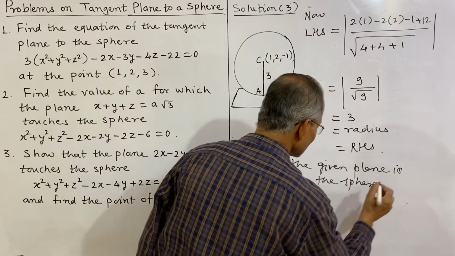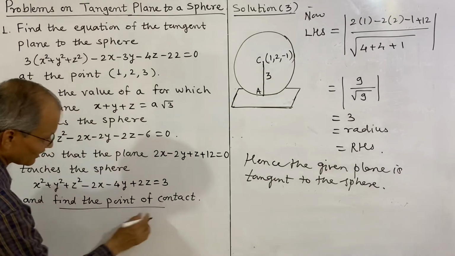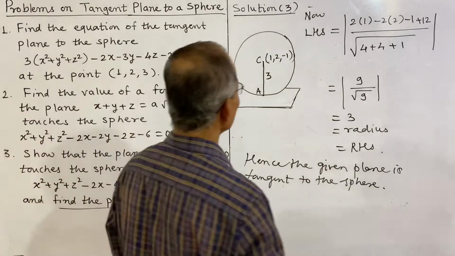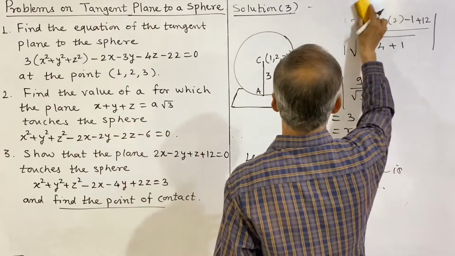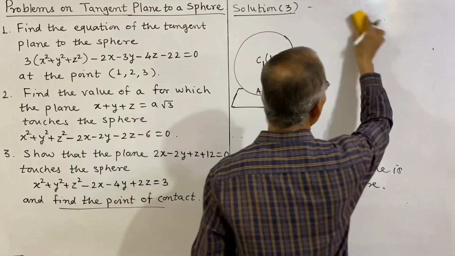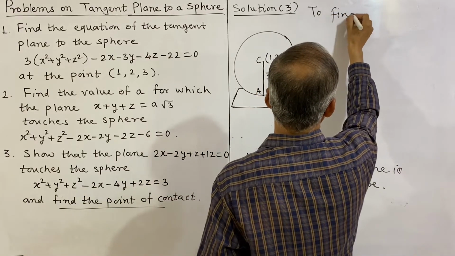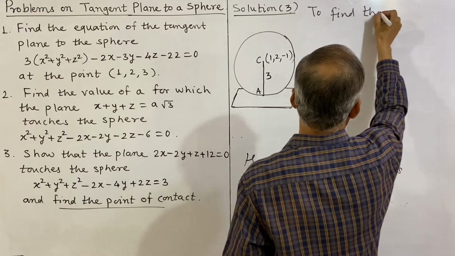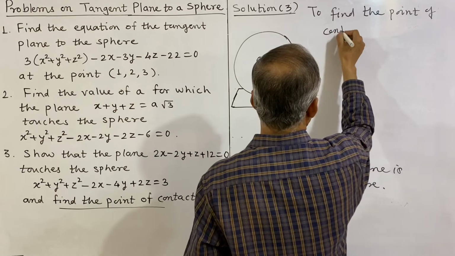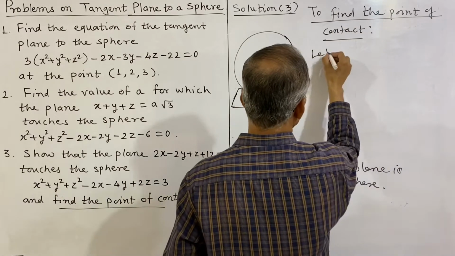Now what is next asked is to show and find the point of contact, that is the next part. So further we want to find the point of contact. Now how to find the point of contact? Suppose A be the point of contact. This is now the second part of the solution to find the point of contact. Let A be the point of contact.